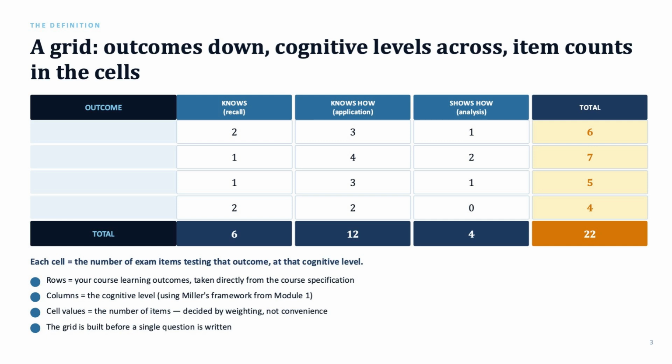Each cell value within the grid represents the specific number of exam items designed to test a particular outcome. Crucially, as highlighted below, these cell values, the number of items, are determined by deliberate weighting, not convenience. This structured approach ensures comprehensive and balanced assessment, evident in the totals for each category and the overall grand total of 22 items shown here.